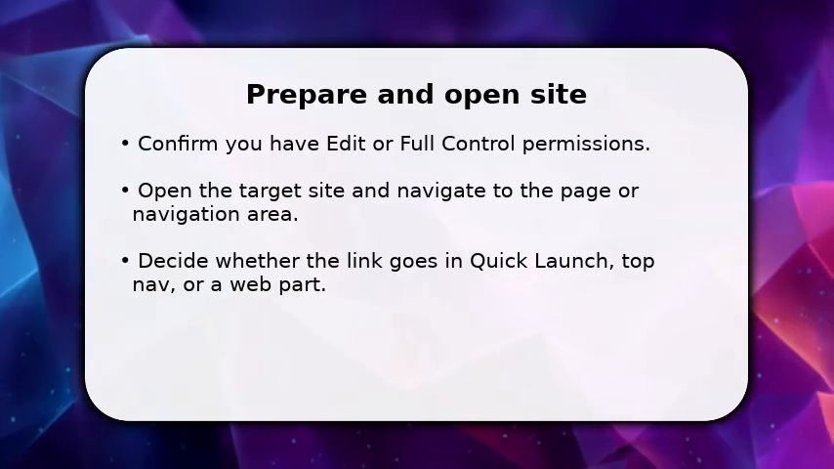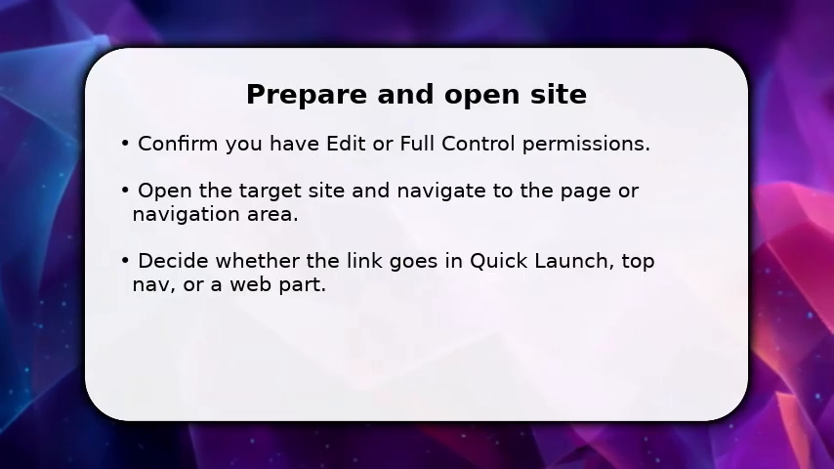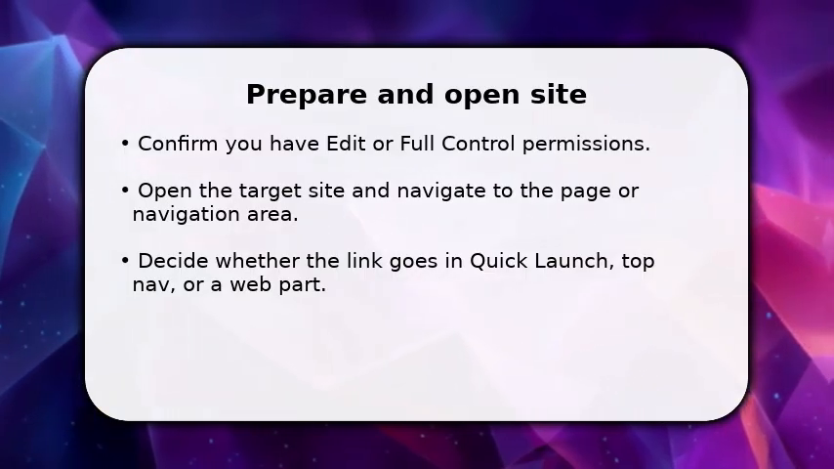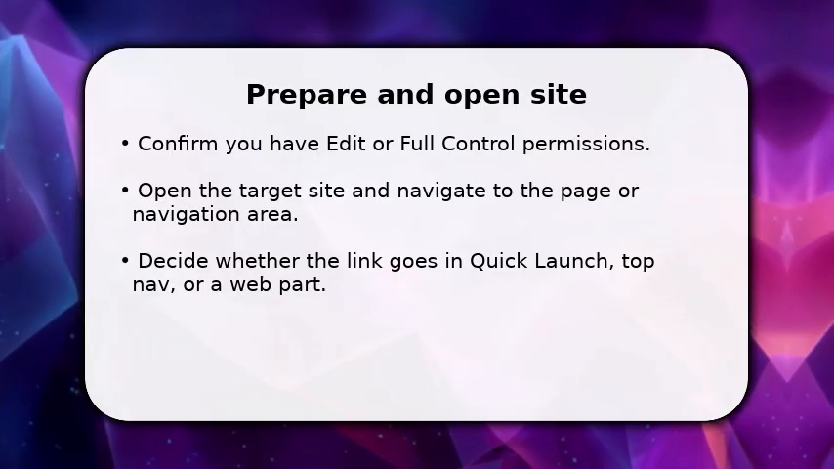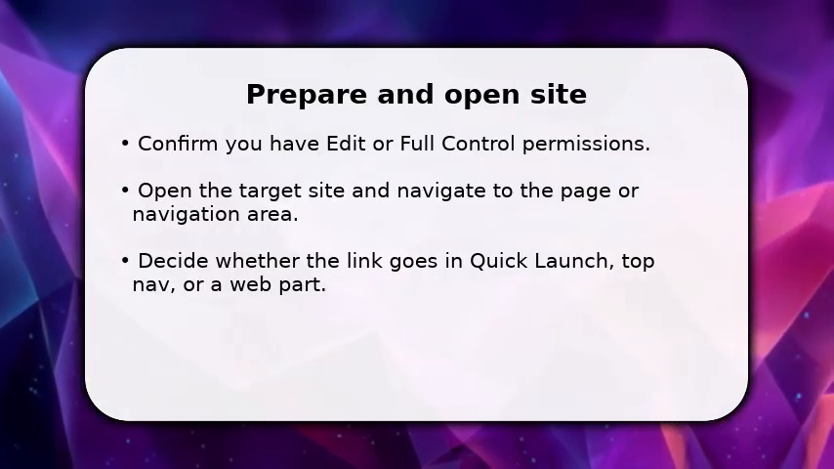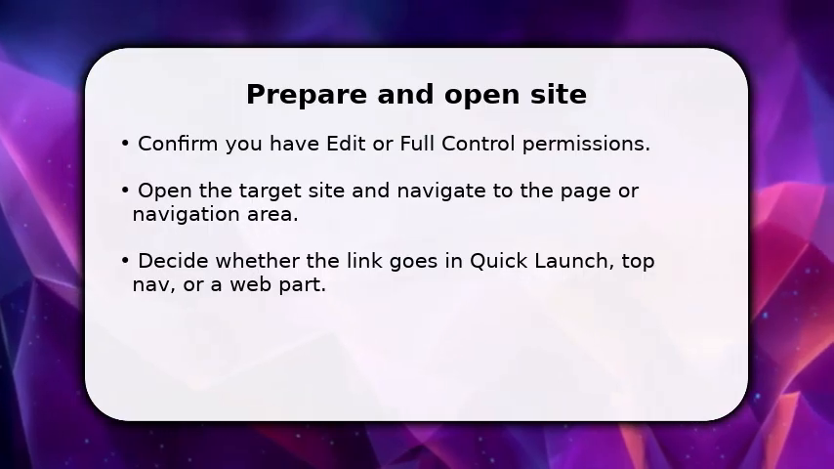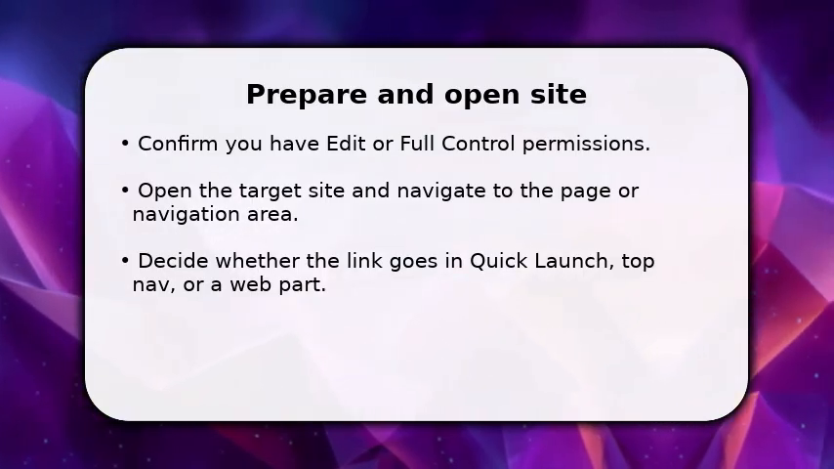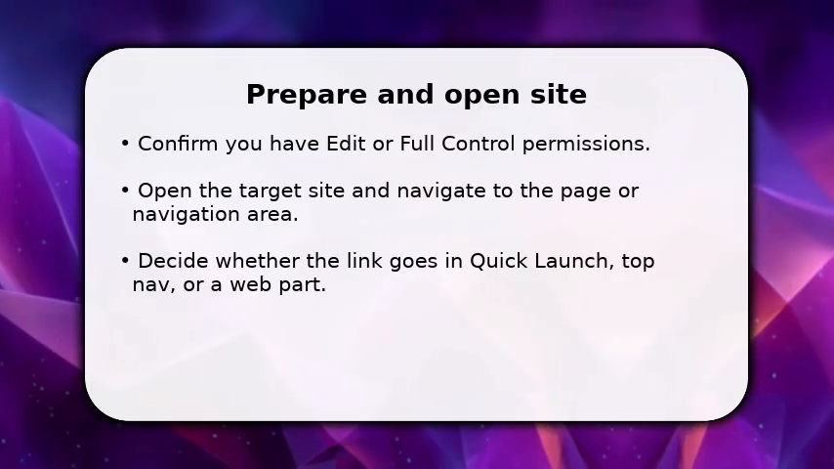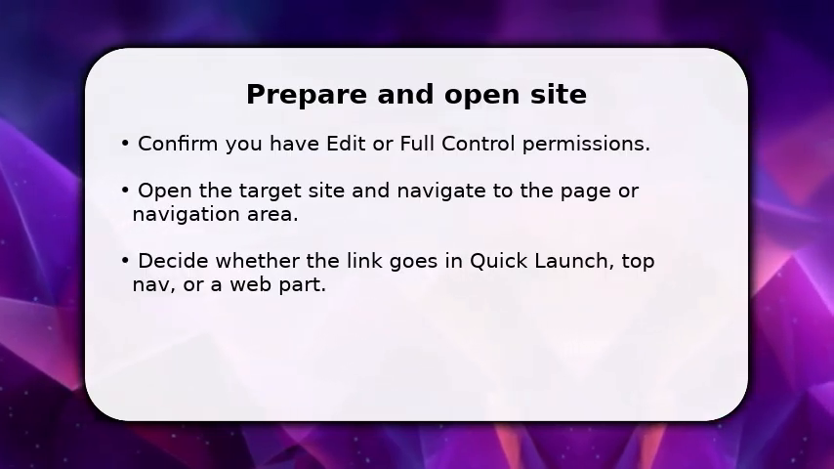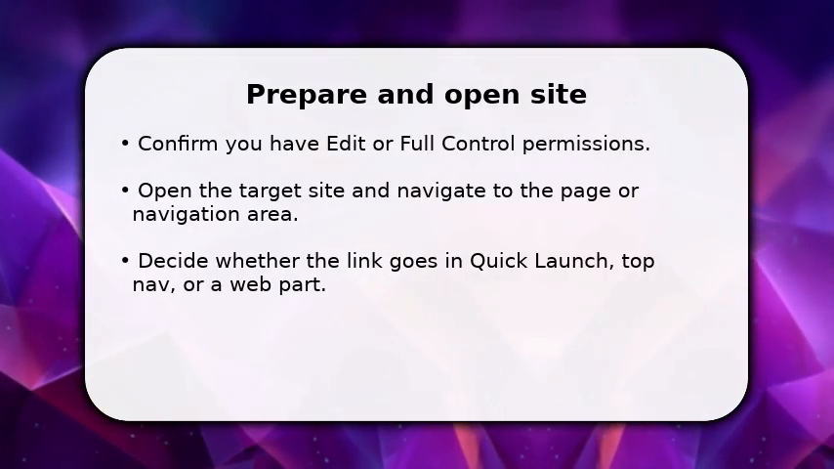You start by confirming you have edit or full control. Without that, you cannot add links. Next, open the site and go directly to the page or navigation area where the link will live. Decide if this should be a navigation link, quick launch or top nav, or a link inside a web part. Once decided, click Edit on the page or select the navigation settings.